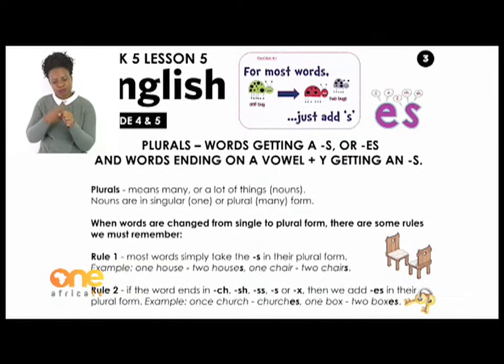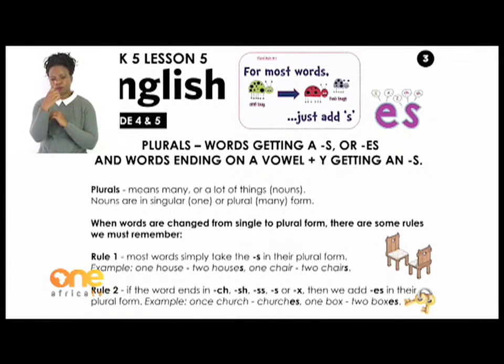Rule number one. Most words simply take the S in their plural forms. Most of them, if you look, they take an S. For example, one house, two houses. One house, you cannot say one houses, but if they are many, you say two or more houses, right? One chair, two chairs. If you look closely at these nouns, when they are pluralized, they are just added an S.